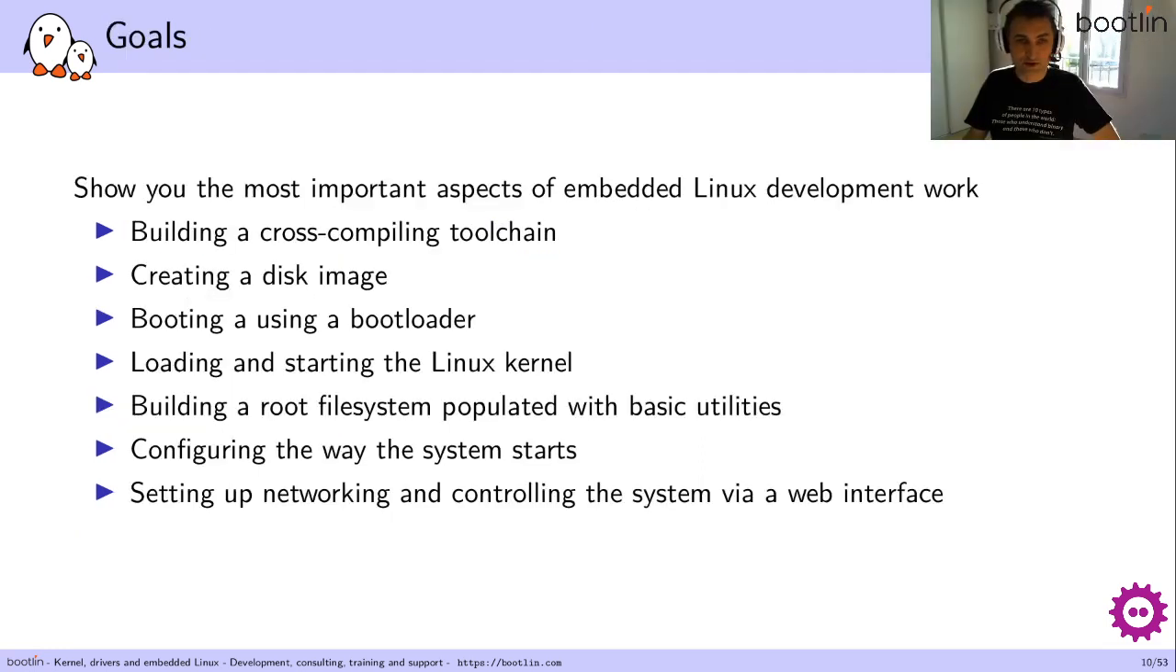So, the goal of this presentation is to show you the most important aspects of embedded Linux development work. We'll start by building a cross-compiling toolchain, we will create a disk image, we will boot using a bootloader, U-Boot, we'll load and start the Linux kernel from U-Boot, we'll also build a root file system populated with basic utilities, namely from BusyBox. We will configure the way the system starts, and eventually we will set up networking and will control the system through a web interface.